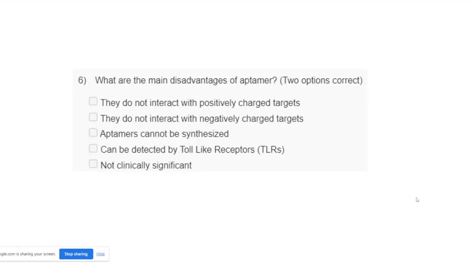What about others? What are the main disadvantages of aptamer? Ma'am, not clinically significant, and can be detected by toll-like receptors. Okay. So here the main disadvantages would be: one, they do not interact with negatively charged targets, and they can be detected by toll-like receptors.